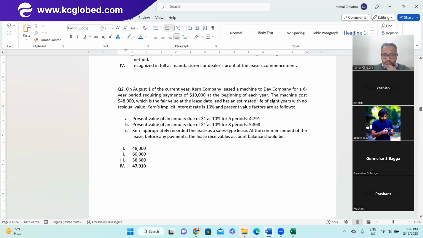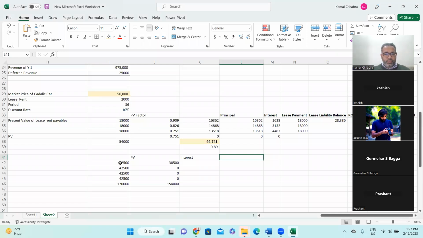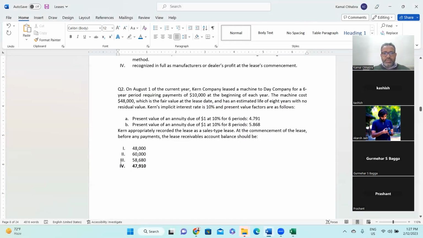K appropriately recorded the lease as a sales type lease at the commencement of the lease, before any payment. The lease receivable account balance should be how much? So you need to calculate the lease receivable. Do the math. Can you help me do the math? How much is the lease?